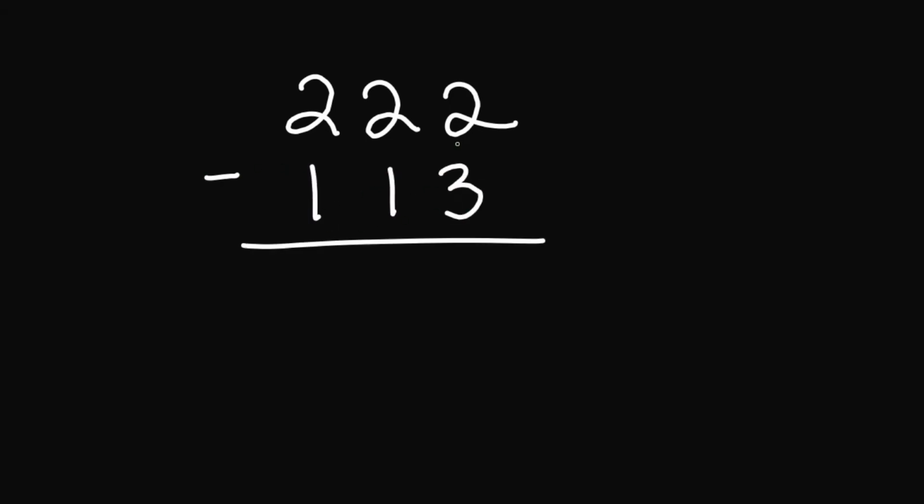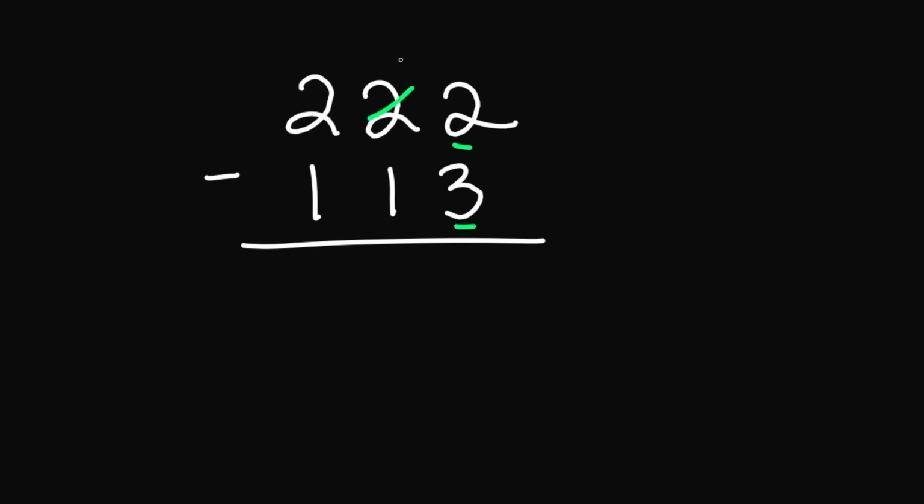Okay, let's try 222 minus 113. 2 minus 3. I am stuck. The 2 is too small in the ones place, and I can't remove 3 from that. So I'm going to borrow from the tens place.